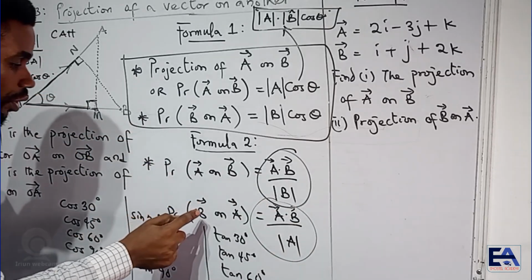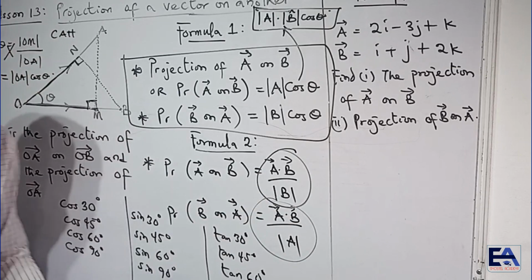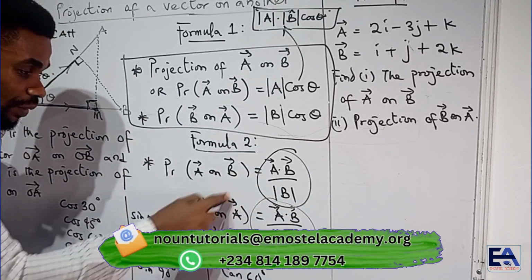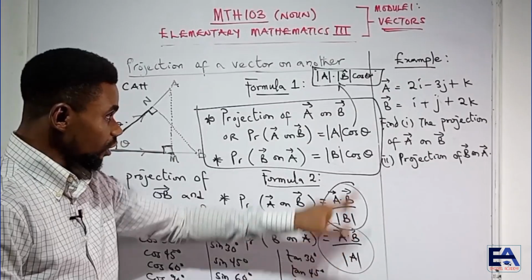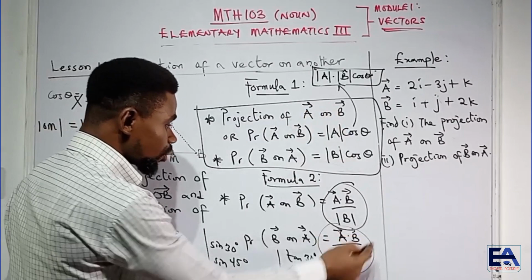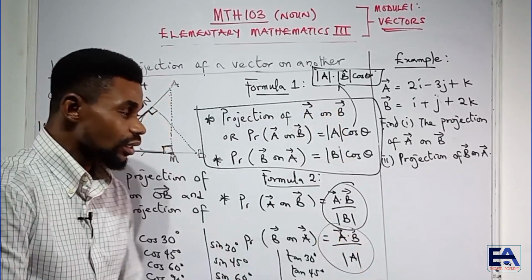Now, here too, B is projecting on A, so at the end of the day, A that is being projected upon is what goes to the denominator, so we find the magnitude of A. That's the opposite of what happened here. And then we do the dot product. Very simple, straightforward, and that's it.